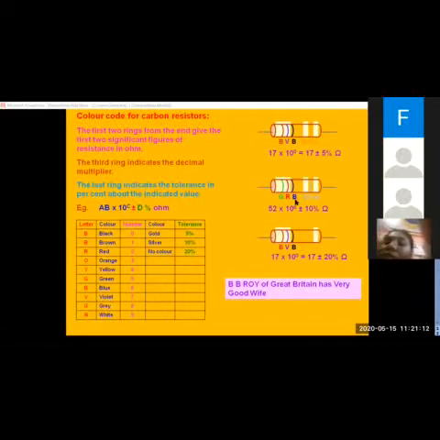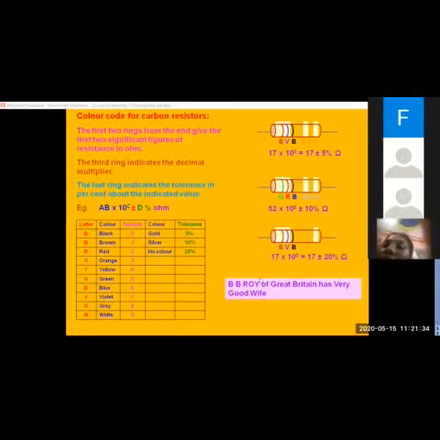Check the second example. You have blue here. So what we should write is ×10 to the power of, what is the number for blue? It is 6. So you will write it as 10 to the power of 6. Third example, black. What is the number for black? You write it as 0. So this is how we have to write the numbers for your resistances.